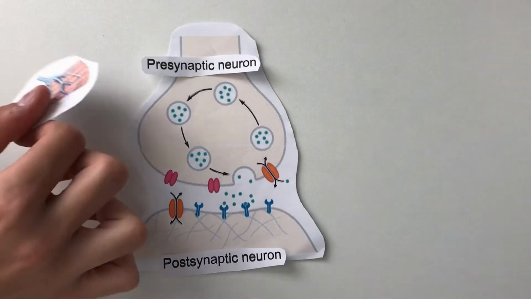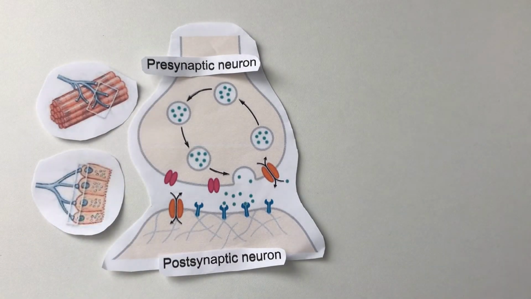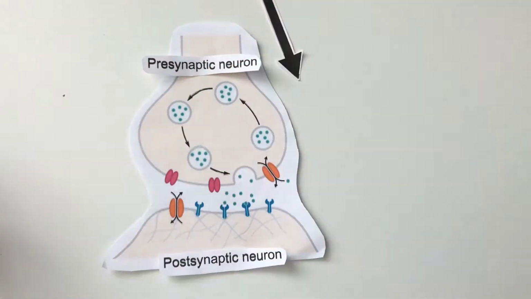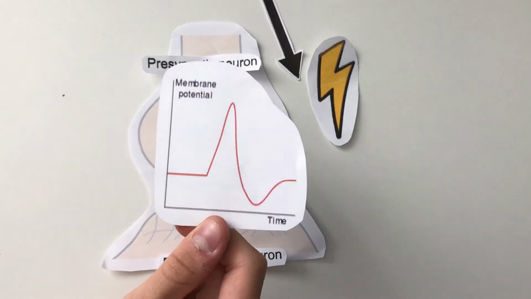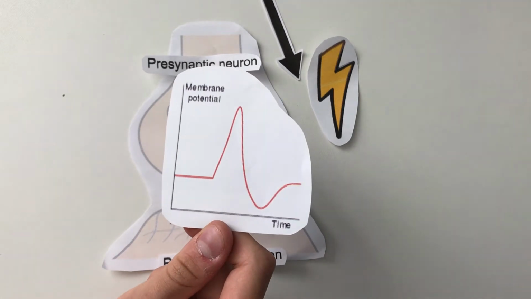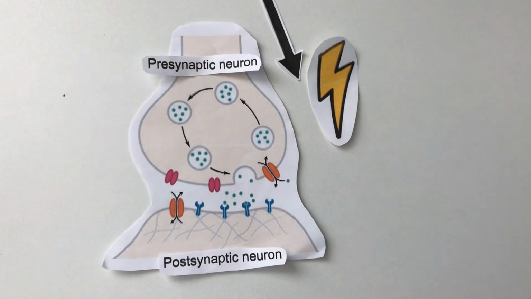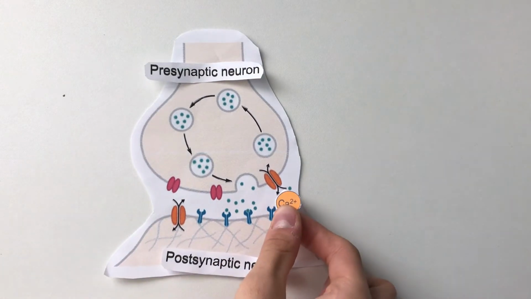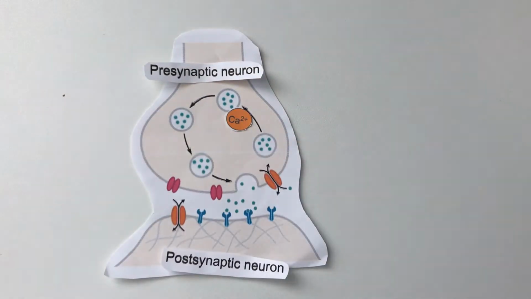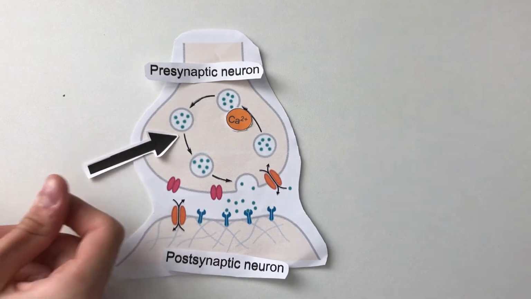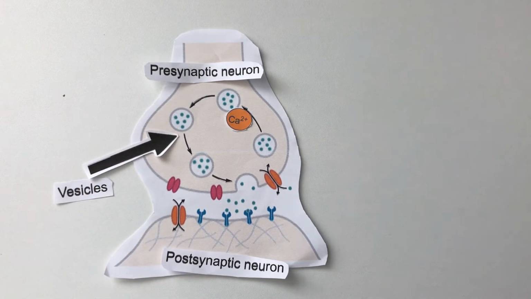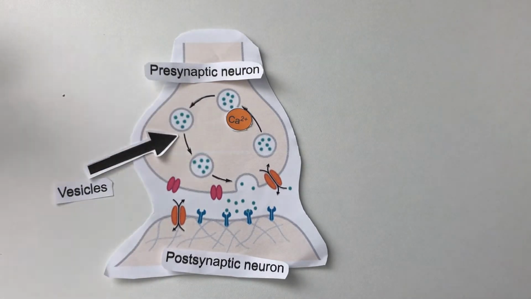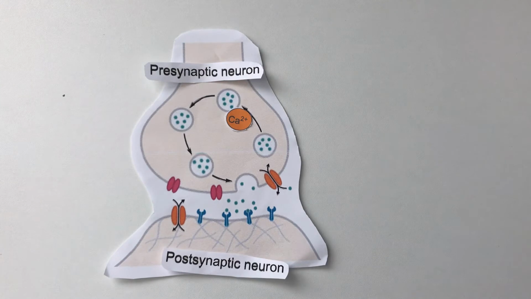These are present at both neuromuscular and neuroglandular junctions, but for the sake of simplicity, I will be talking about neuron-to-neuron connection. An arriving action potential depolarizes the cell, which means it makes the membrane potential more positive, and this in turn causes voltage-gated calcium channels to open. Calcium ions then rush into the presynaptic terminal here and bind to snare proteins on what we call vesicles. These vesicles contain neurotransmitters, chemicals that act as signaling molecules.